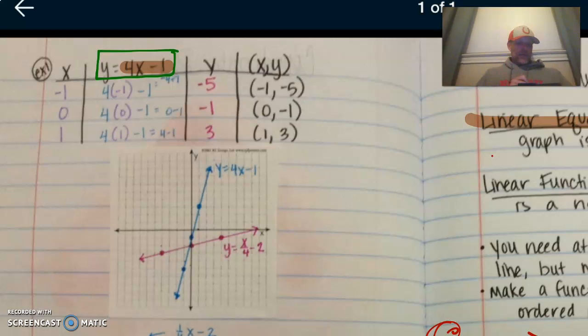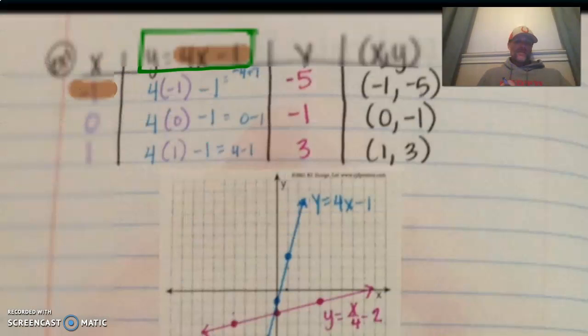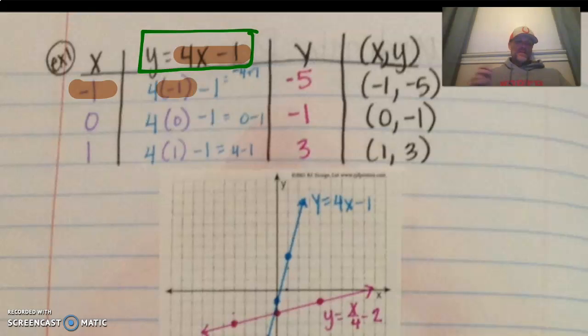We're going to put an x in. That's our input. Think about you're standing there. You're going to put a negative 1 in there. You put that negative 1 in, so you take the x out. So 4 times negative 1 is negative 4, and negative 4 minus 1 is negative 5. So your x is negative 1, which we write right there as the ordered pair.